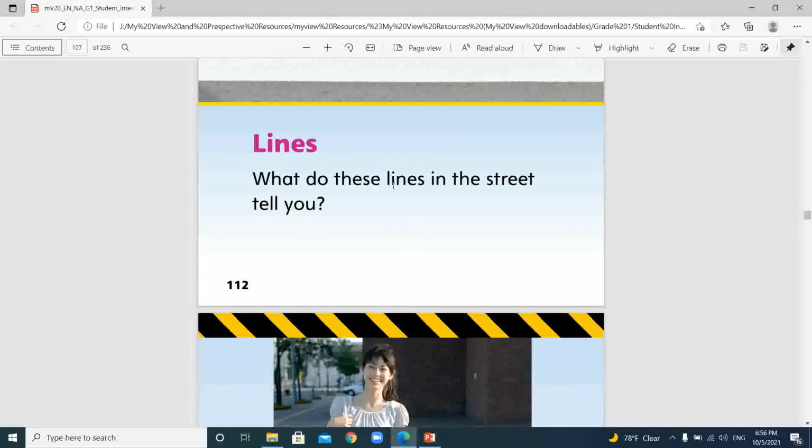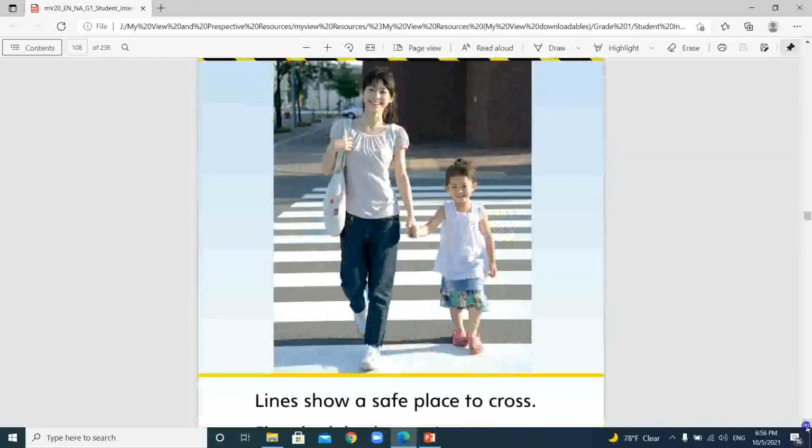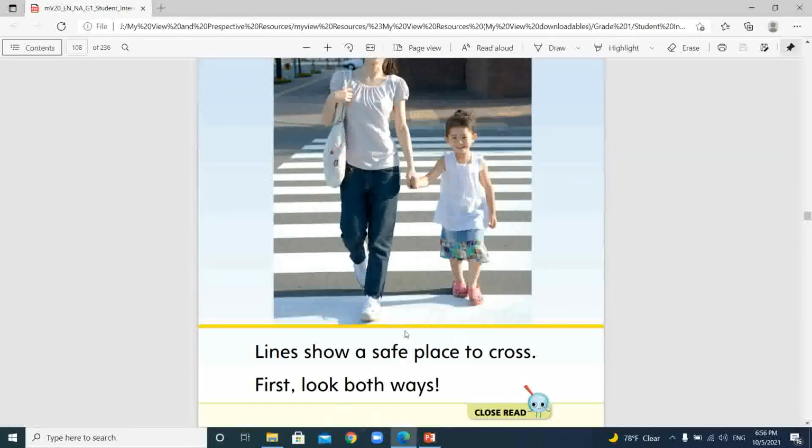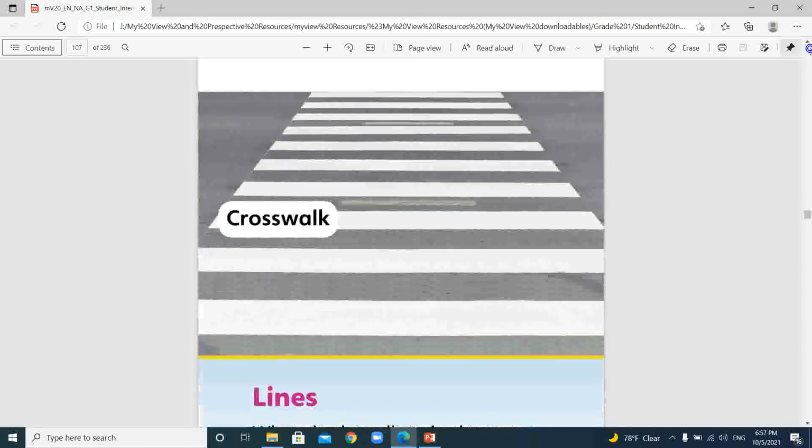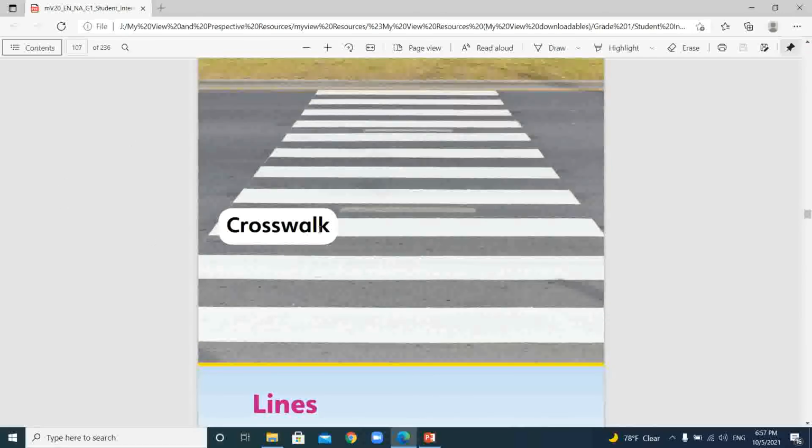Okay, what do these lines in the street tell you? The lines tell you or show you that it's a safe place to cross, that it's safe for you to cross the street. But first, you have to look both ways. Okay, we have to look left and right before you cross. It says underline the label that helps you find the crosswalk in the picture. So if I ask you to underline, we would go back and underline this label. This is the label. Okay?